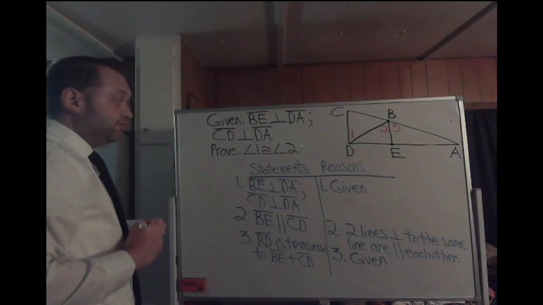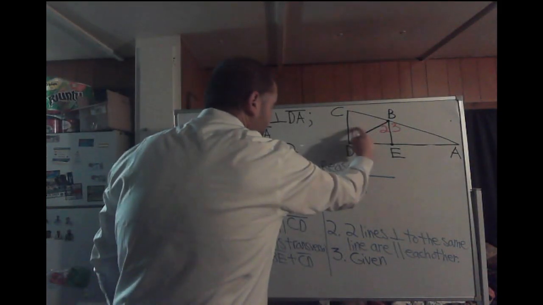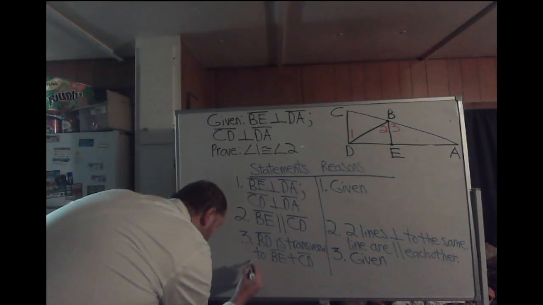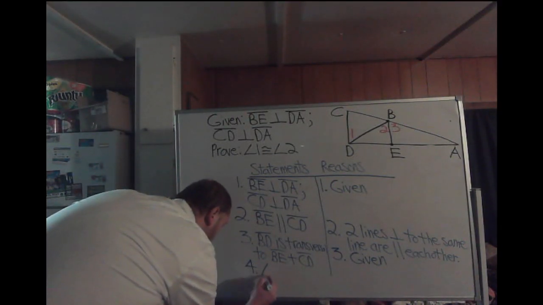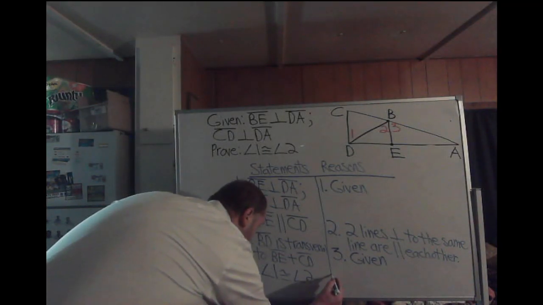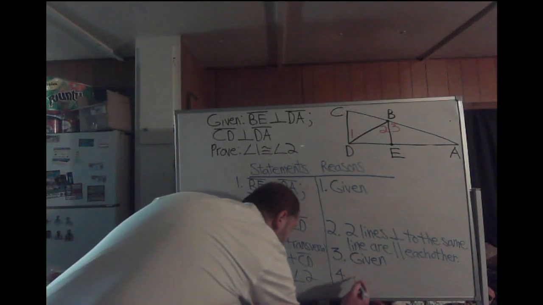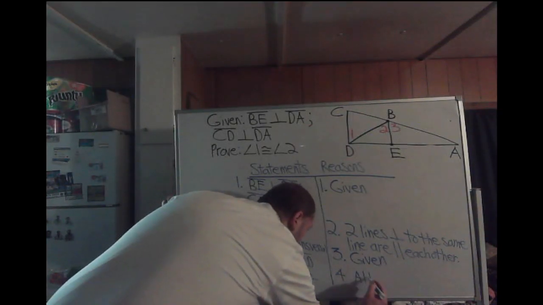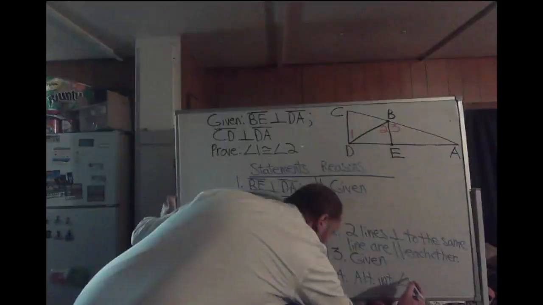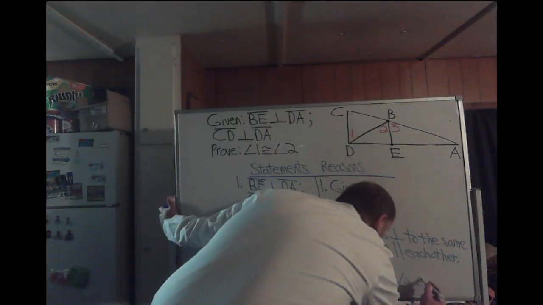Which would then leave us to angles 1 and 2 are congruent since they're alternate interior angles. Angle 1 is therefore congruent to angle 2 by that theorem that states that alternate interior angles are congruent.